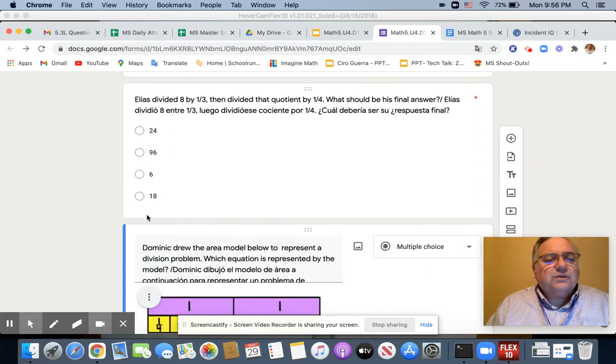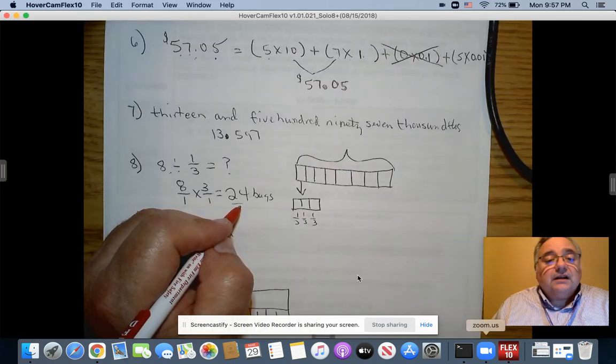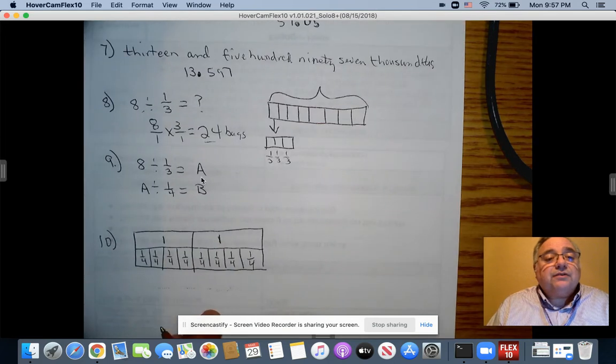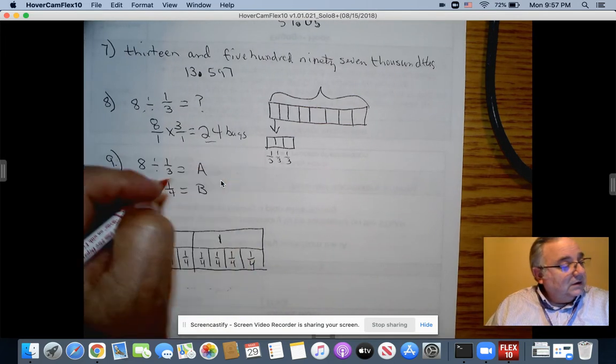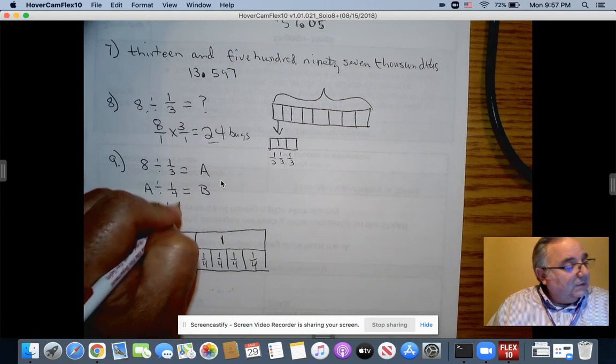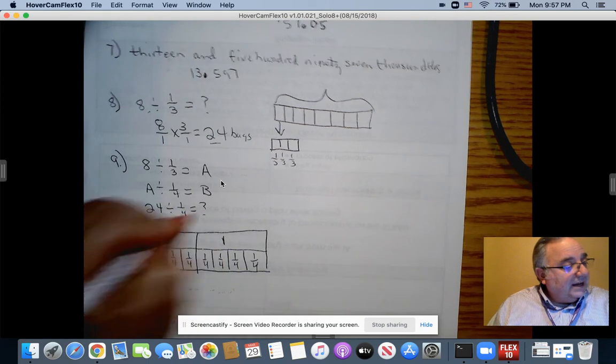So let's look at this one here. Elias divided 8 by 1/3. Oh, that's what I did up here. Then divided the quotient by 1/4. The quotient is the answer. So 8 divided by 1/3, I have that up here. See, I did it on the last one here. So 8 divided by 1/3 equals 24. So then I substitute 24 divided by 1/4 to equal my answer.